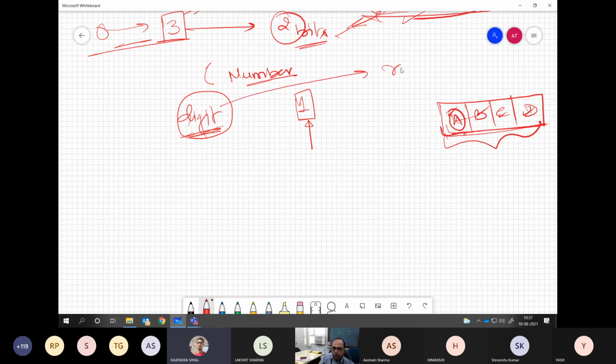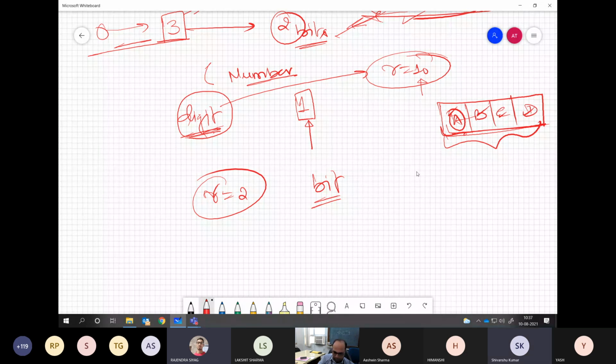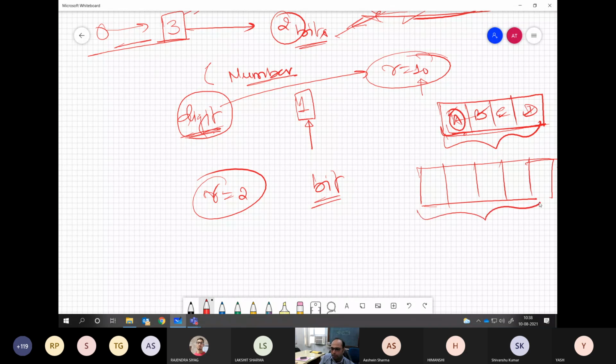Digit generally refers to r equal to 10 automatically. This digit or decimal, wherever these things come, they are all derived from something related to 10. When you want to correlate the same thing for r equal to 2, it becomes a bit. Understanding my point? So basically we are referring to the positions we are trying to fill. That's why we say how many bits we have.